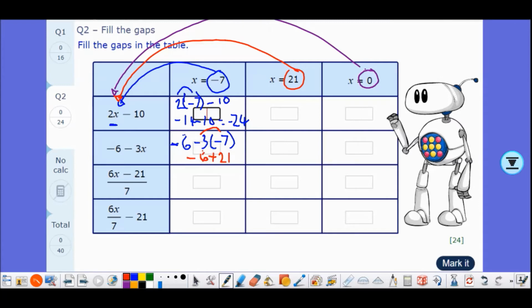Minus 6 add 21. Okay, so minus 6 add 21 is going to give me positive 15.